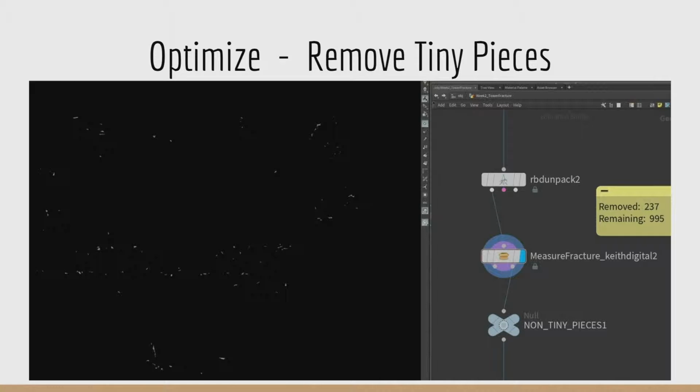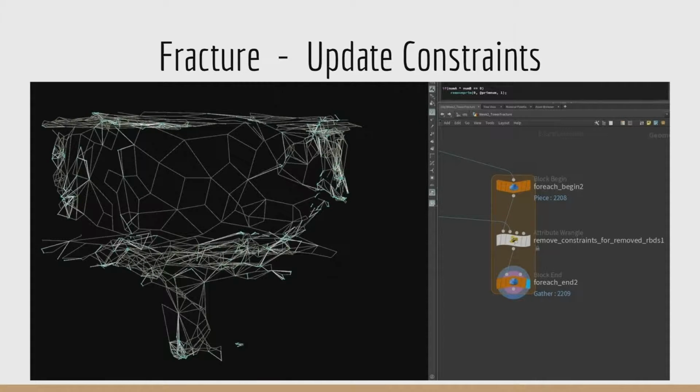I prefer to set it up so that the first output is the small pieces and the second is the big ones, so that when you display that HDA, you can see exactly what you're culling, but then by connecting the second output, you can continue on with just the big ones. And really, that can be a pretty profound impact on the number of pieces in your simulation.